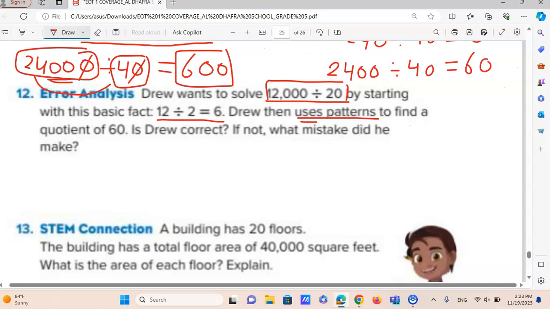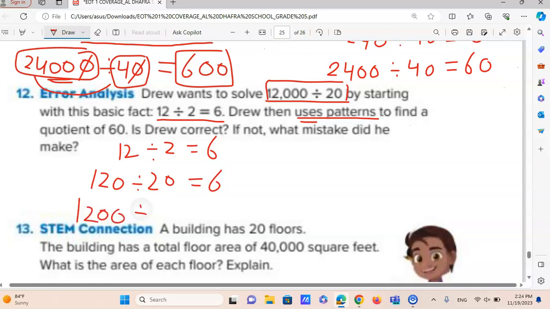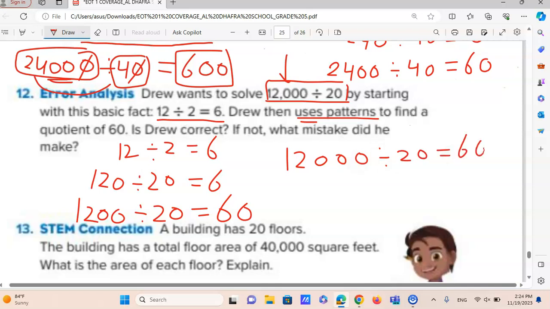So we can use patterns. What is the basic fact? It is 12 divided by 2 equals 6. I add 1 zero to both sides, so 120 divided by 20, the quotient will be the same without any change. Then you add 0 here to one side and keep the divisor the same, so you increase the number of zeros in the quotient until I get 12,000. Now I add 1 zero more, 12,000 divided by 20 equals 600. So the quotient is 600, so it's correct.